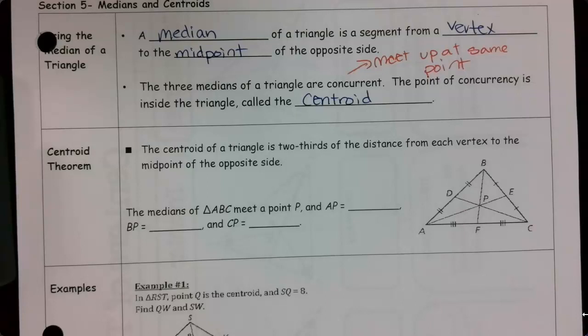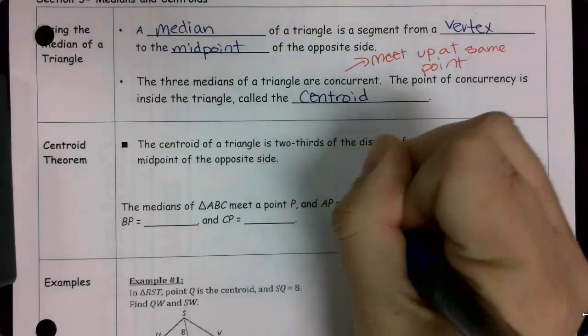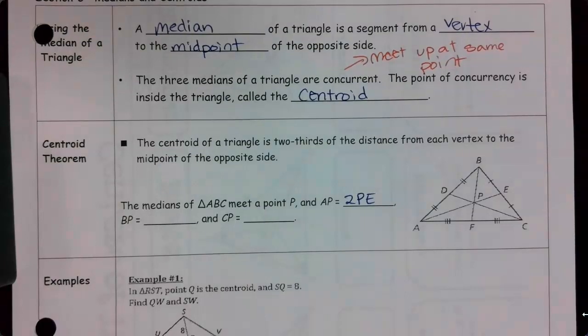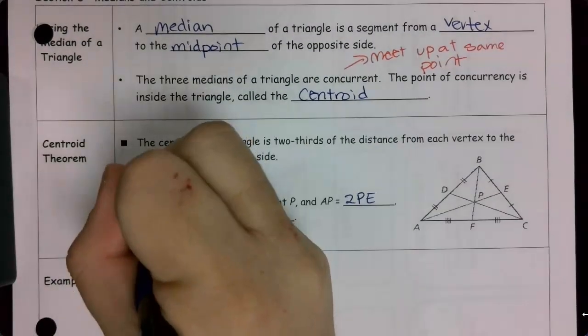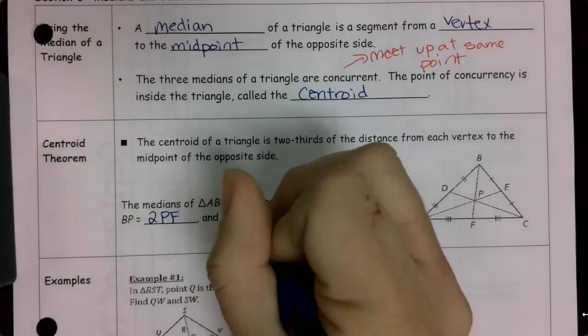So the centroid of a triangle is 2/3 the distance from each vertex to the midpoint of the opposite side. The medians of triangle ABC meet at a point P. So AP is twice as long as PE. BP is twice as long as PF. And CP is twice as long as PD.